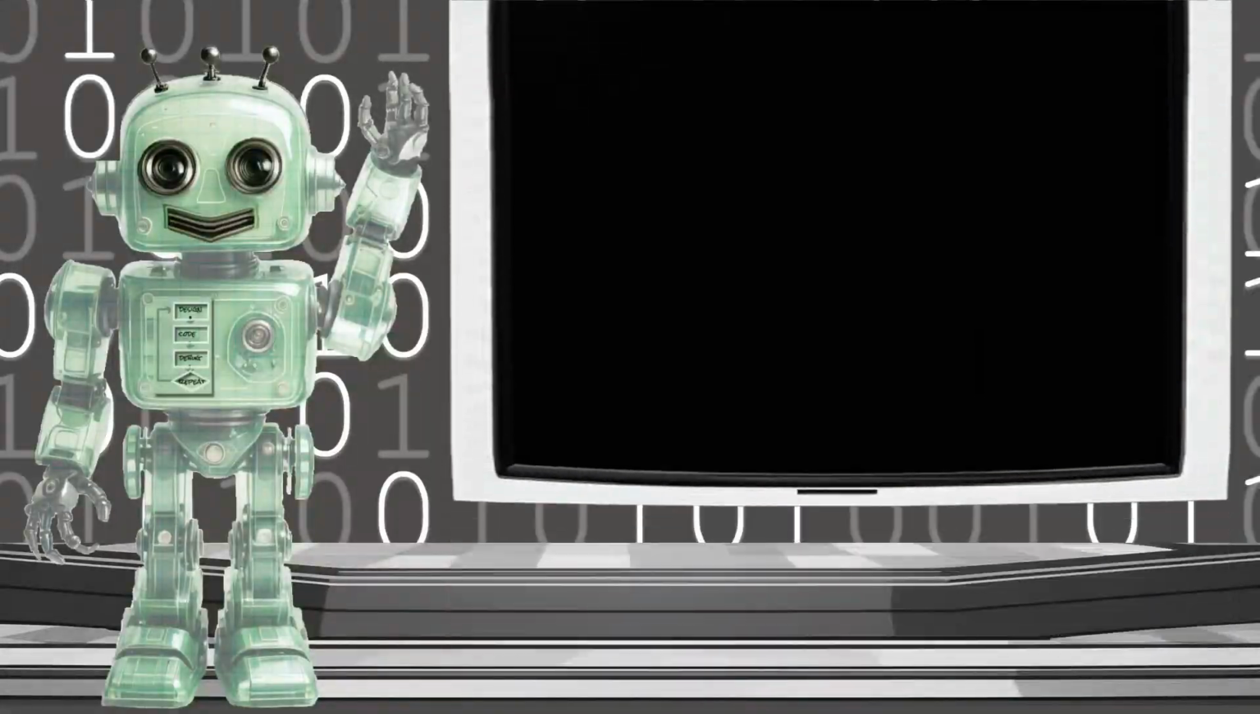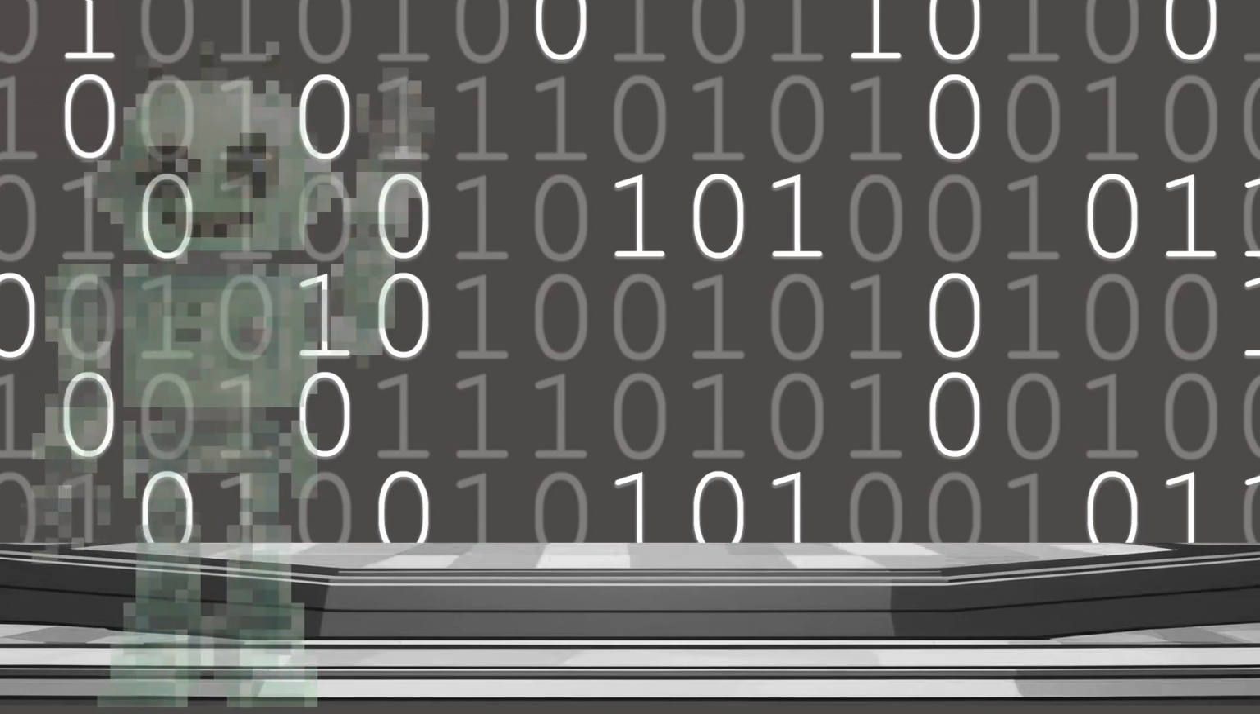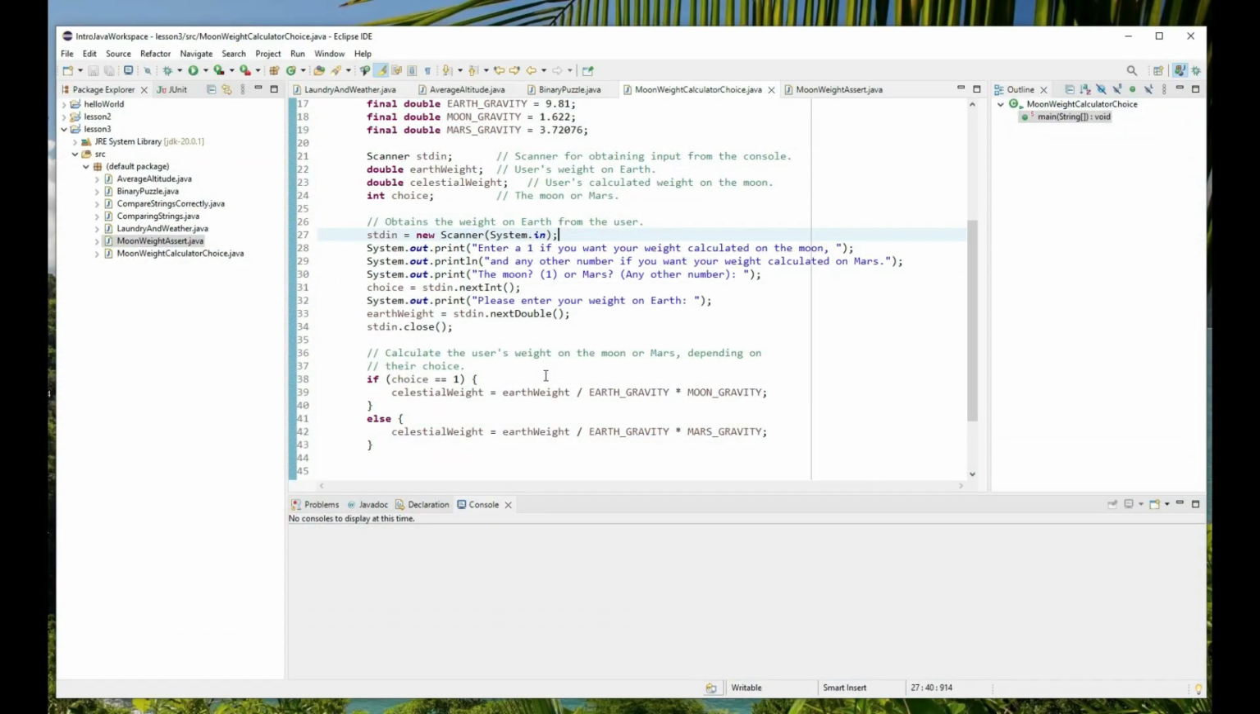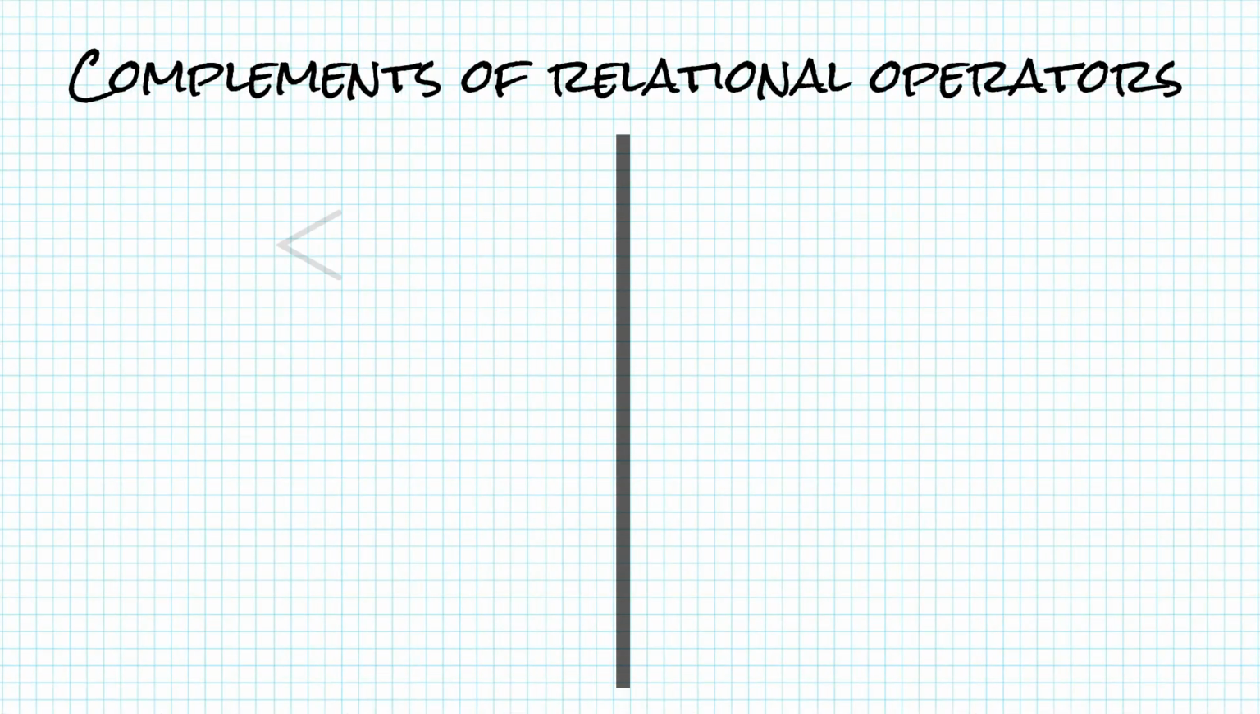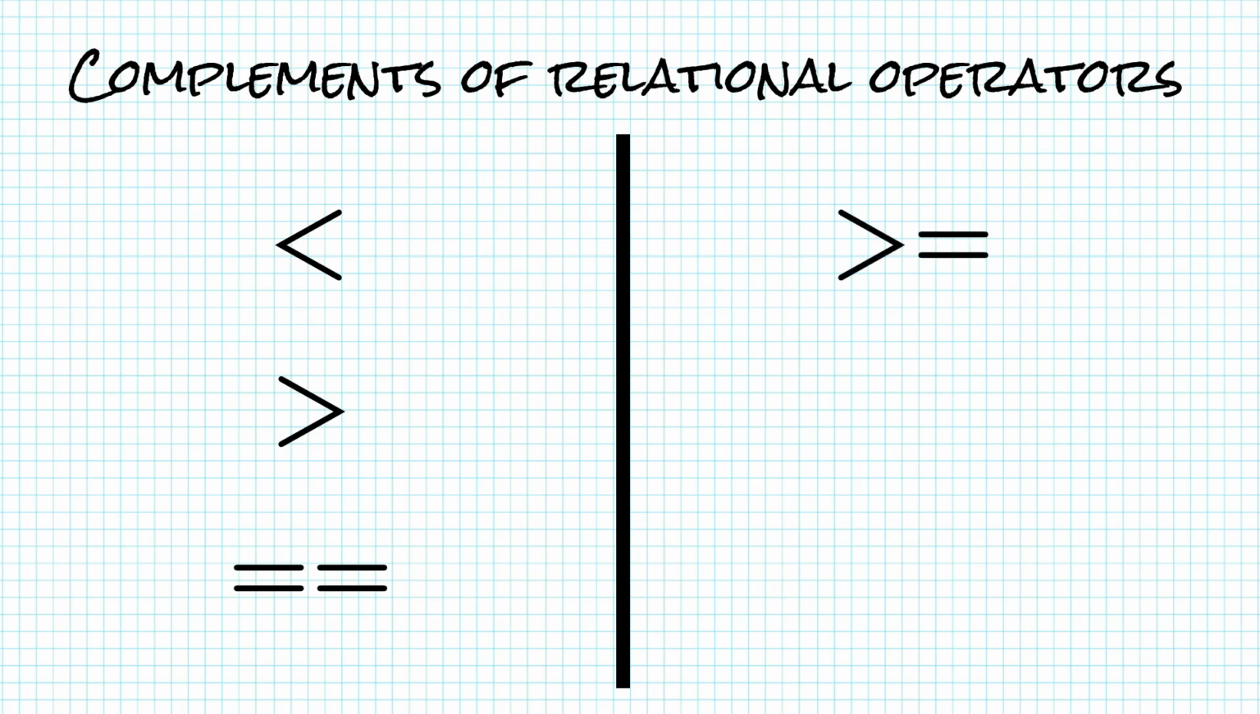We're going to go over complements now, and then we'll talk about why they're important to know and how we can use them to error check our code with assert statements. Beginning with the relational operators, the trick is remembering that equality is always an option. So the complement of less than is greater than or equal to.